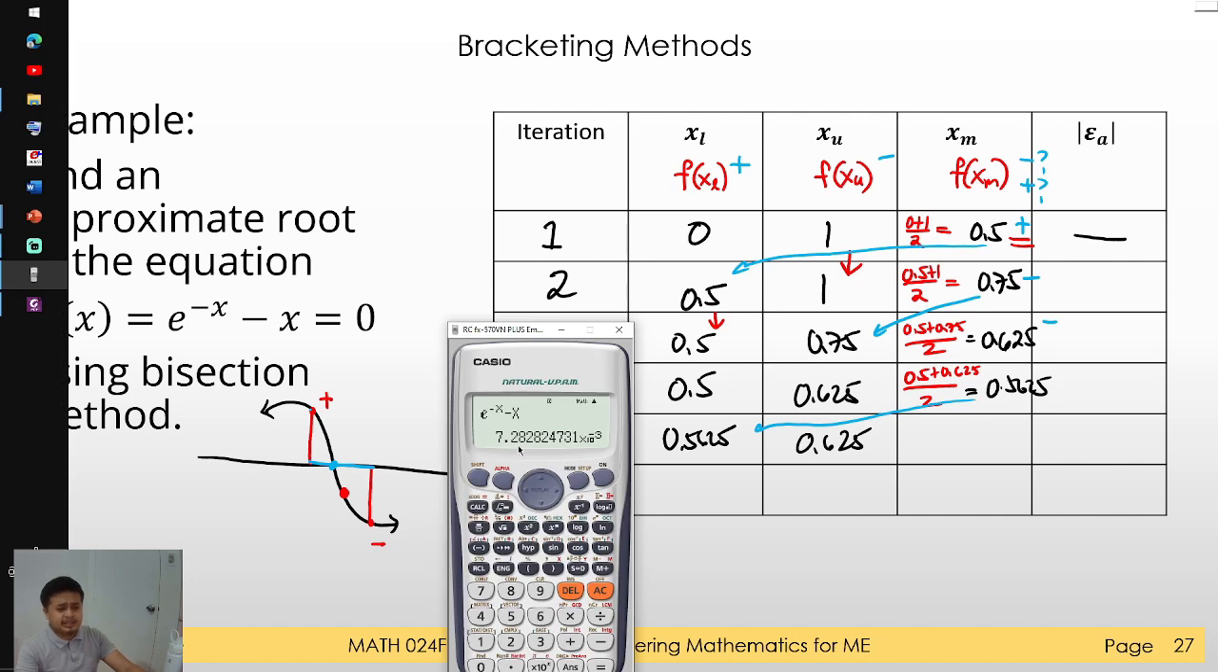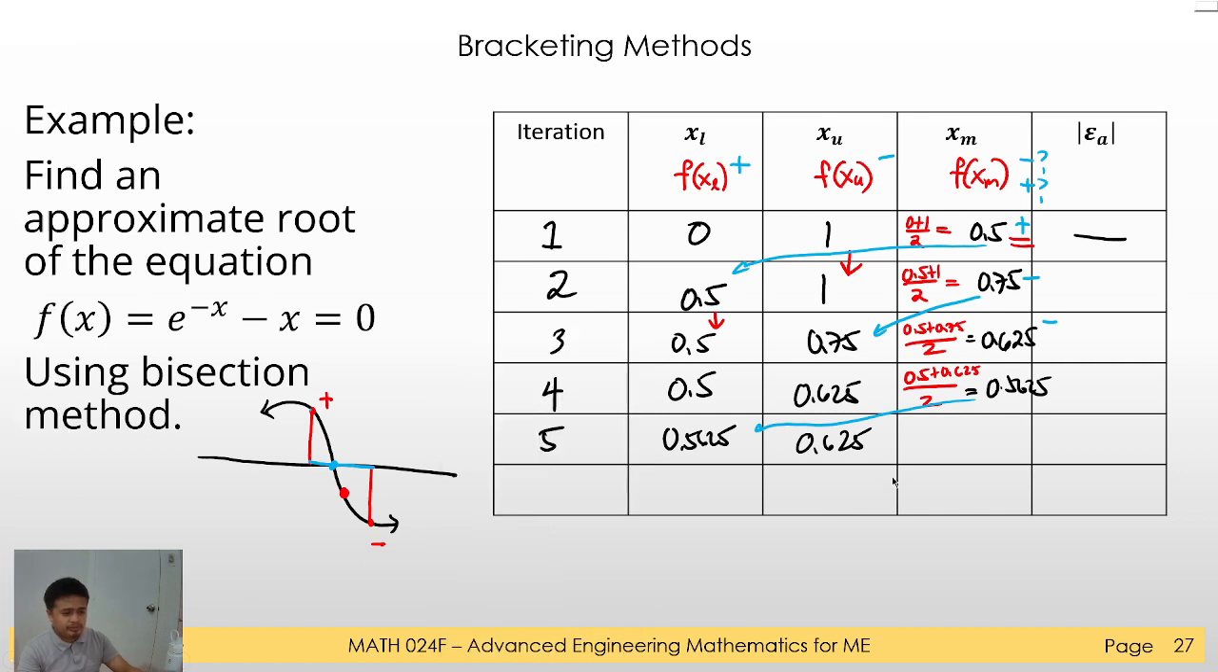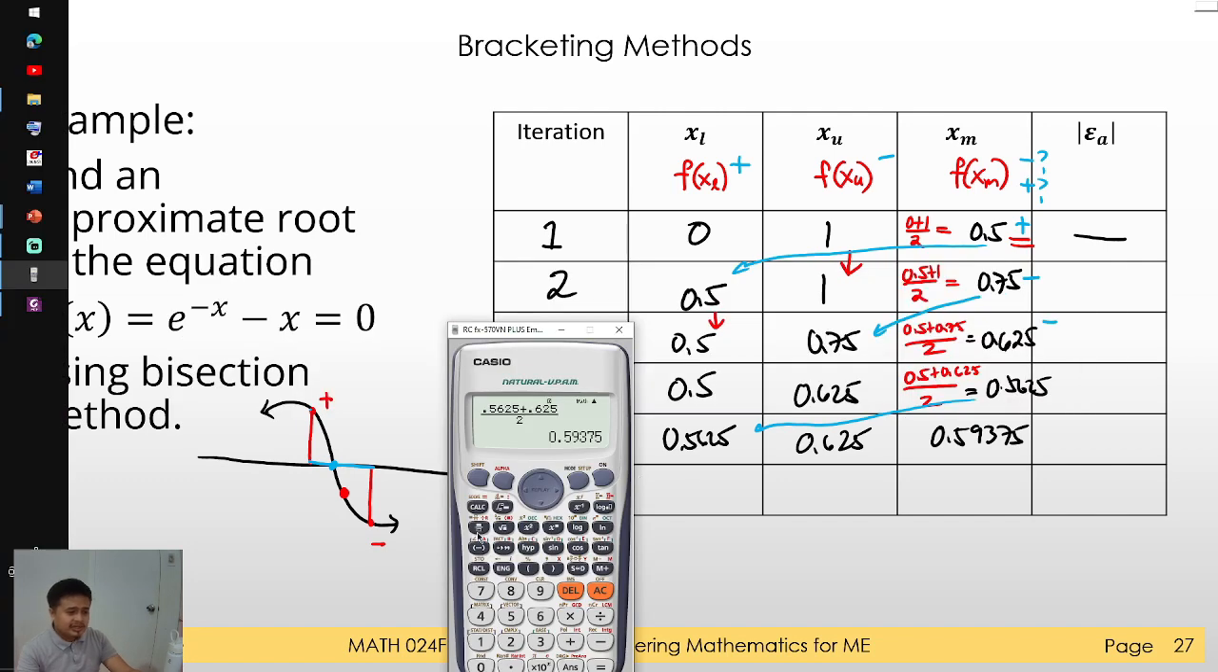And then again find the half. So we have 0.5625 plus 0.625 over 2. So the answer should be 0.59375. And then keep halving, no? Again, so substitute the function again.